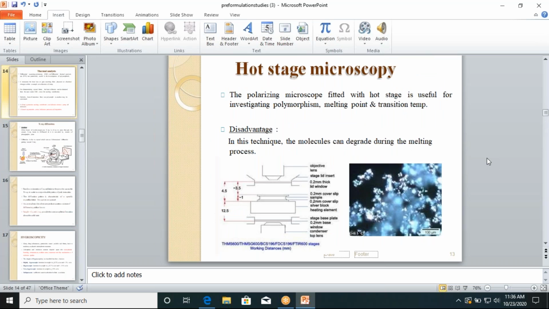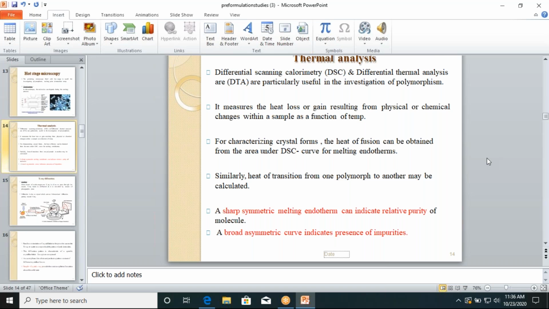Next one. So thermal analysis you'll be doing. What you have to remember: a sharp symmetric melting curve will indicate the relative purity of the molecule. When you get a broad asymmetric curve, it will indicate the presence of impurities.